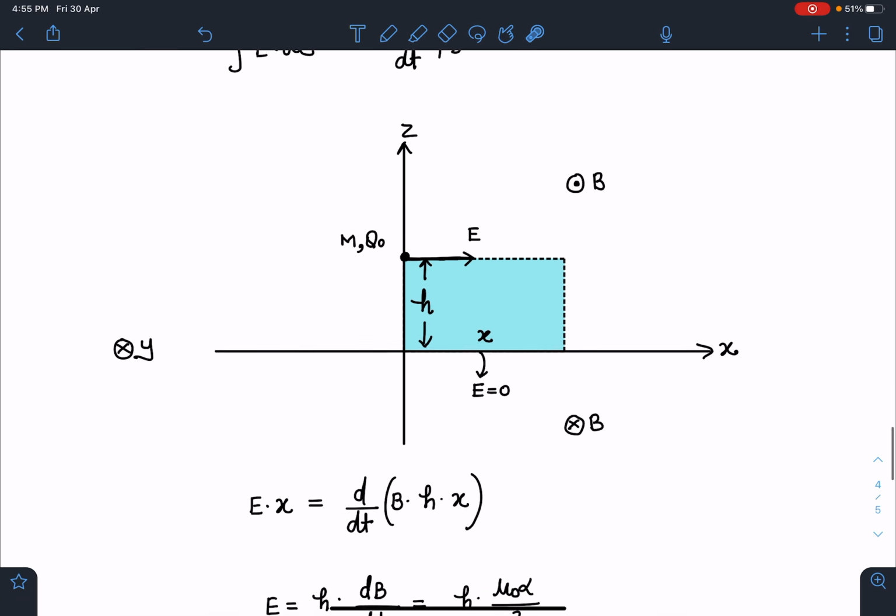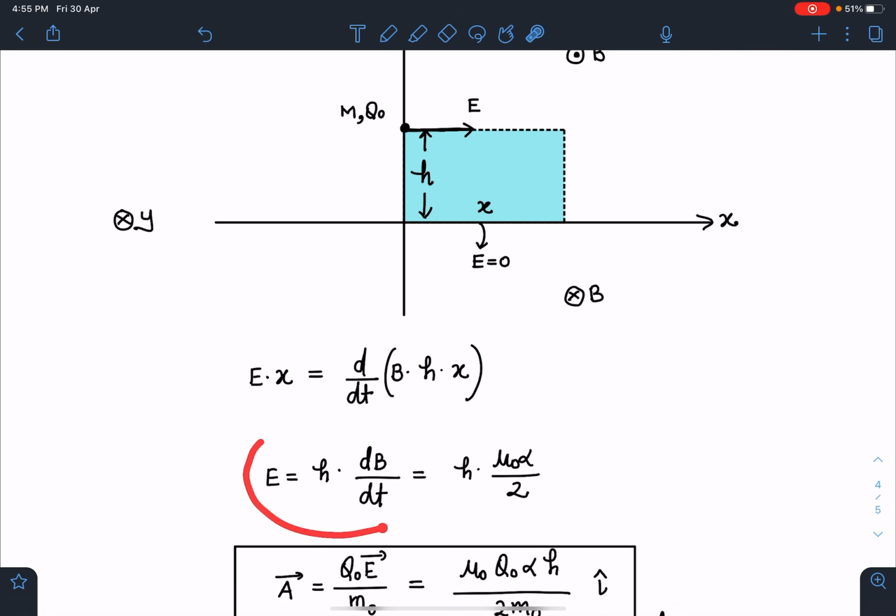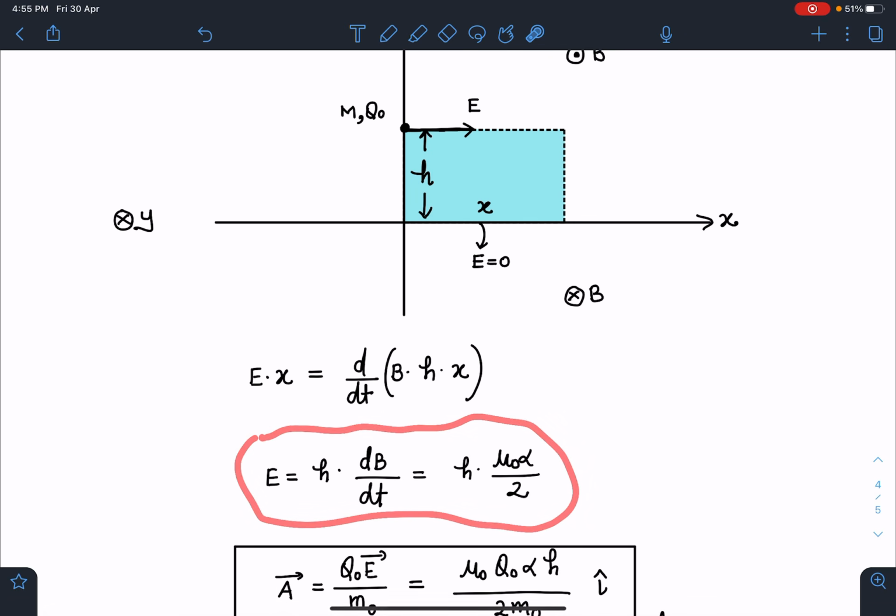Here we get E into x, and that should be equal to d by dt of the flux passing through this, that is B into h into x. So x and x will get cancelled, and we get E equal to h dB by dt. Many students have done this similar to the cylindrical region, r by 2 dB by dt. They applied h by 2 dB by dt. So I hope you are realizing that this expression is going to come in a different way.